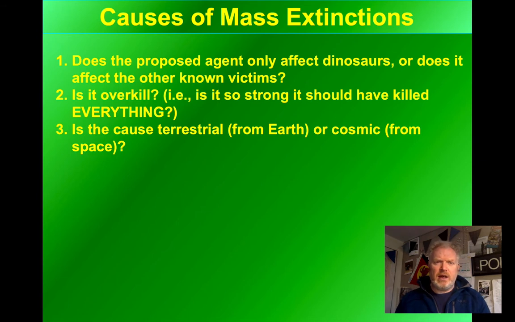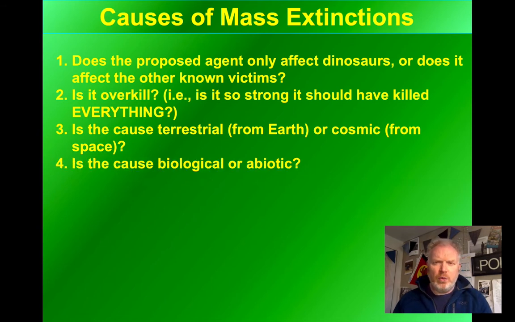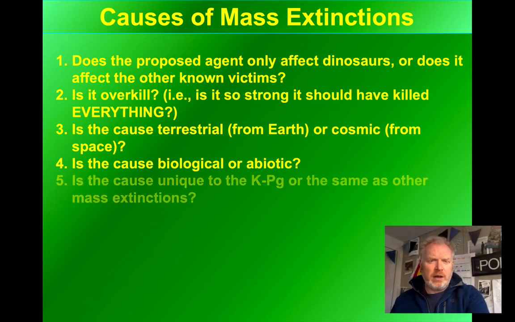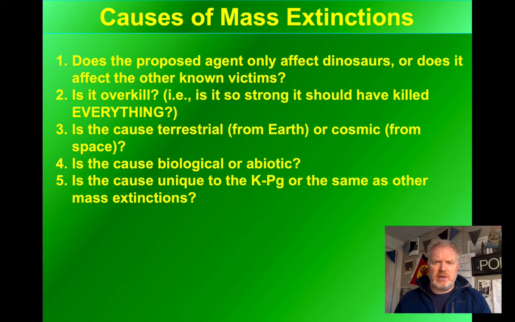We need to consider, is the cause terrestrial, from Earth, or a bit more cosmic, came from outer space? We can also try and consider it as a biological cause, or is it a more abiotic, a physical cause of a geological process? When we're considering any mass extinction, we need to think as well, is it unique? Or is there a common cause to mass extinctions? When we get a particular coming together of events, or is each mass extinction a result of particular conditions that exist at that time?